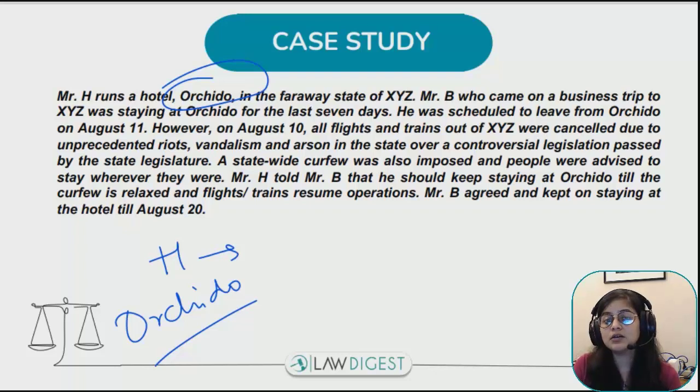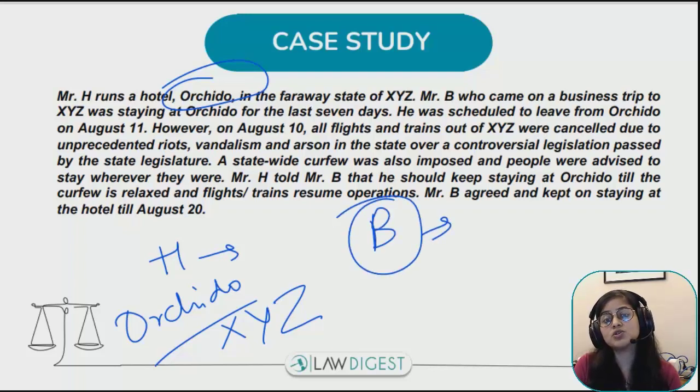Here we see Mr. H is running a hotel called Orchido, and this hotel is located in the place XYZ. Now Mr. B is a businessman and he is on a business trip and he is staying in this hotel for the last 7 days. He was scheduled to leave from here on 11th of August.